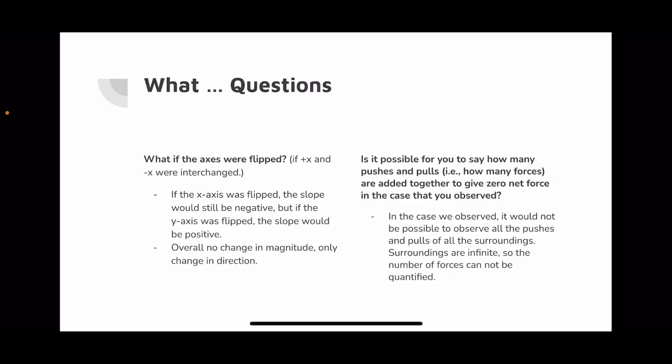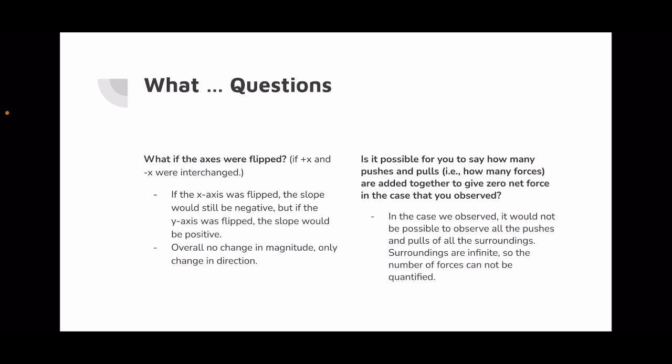So for some what-if questions: if the x-axis were flipped, the slope would still be negative, but if the y-axis was flipped, the slope would be positive. Overall, there would be no change in magnitude. There would only be a change in direction, whether the slope is positive or negative and which way it's going.